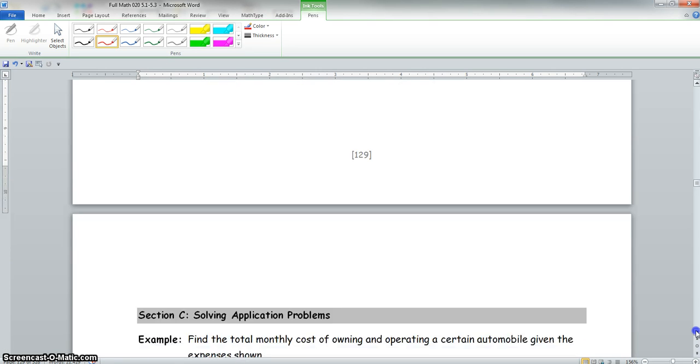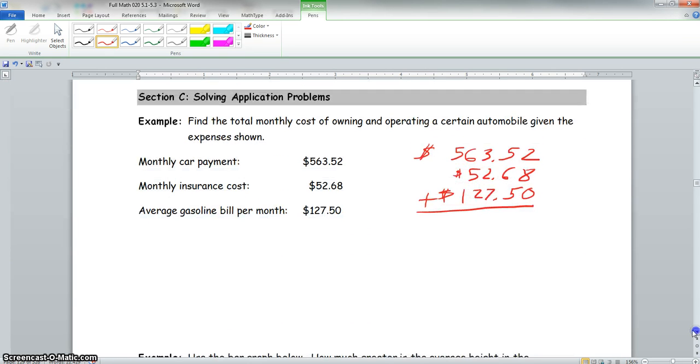Now we scroll down. Now we go to section C. It says solving application problems. Example, find the total monthly cost of owning and operating a certain automobile given the expenses shown. Now we have our expenses. Now we have to add all of these together to get the total monthly cost. Now we add these. We set these up.